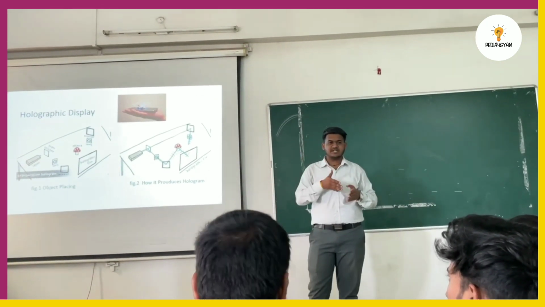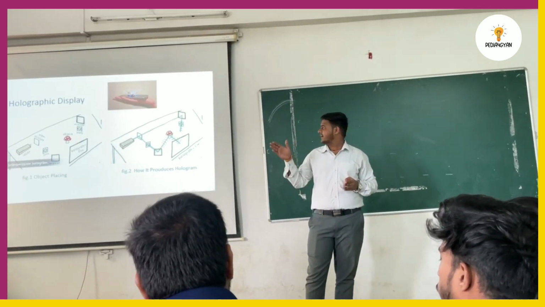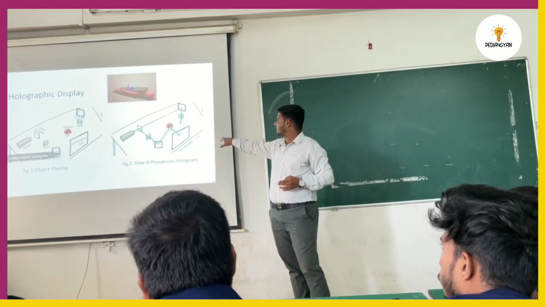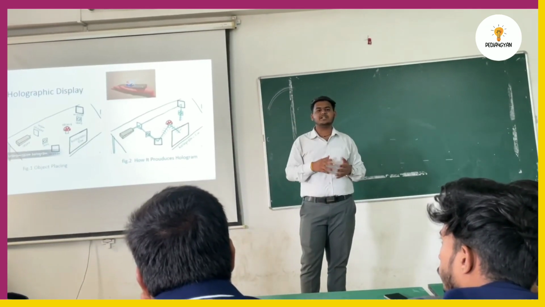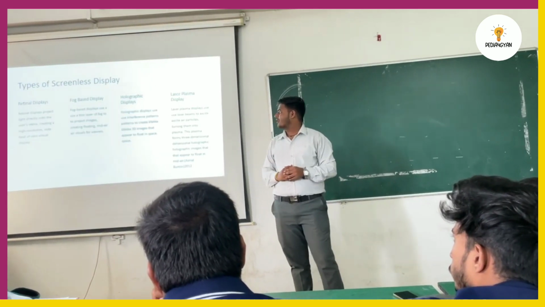After that, the second ray which is split goes to the mirror, and after reflecting from the mirror, it strikes the object. After that, the object is reflected onto the holographic film. These two interfering beams create one object. It's called a 3D image. That's the holographic display. So what are the types of display?